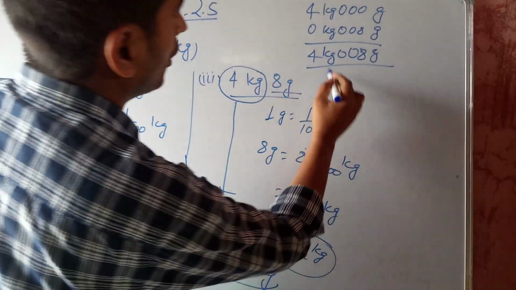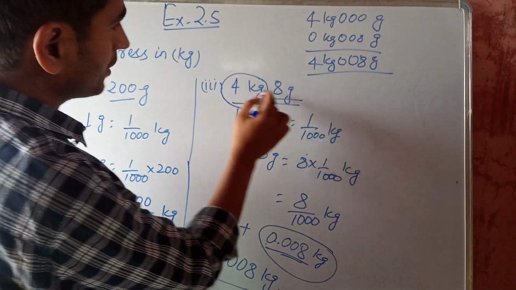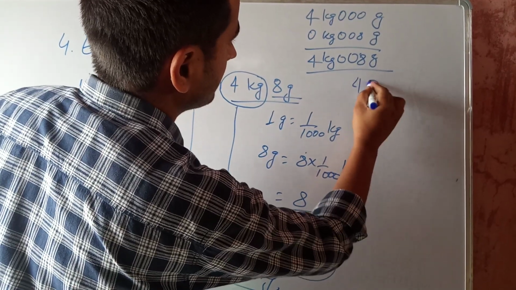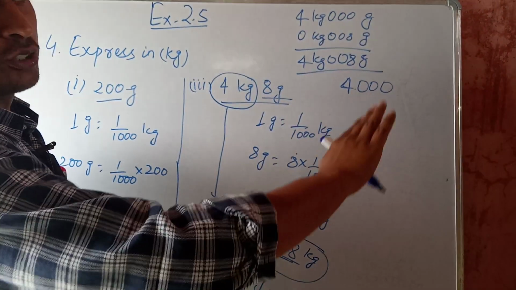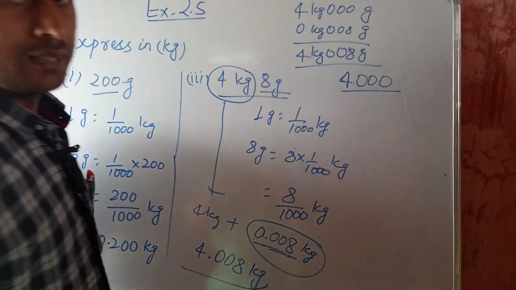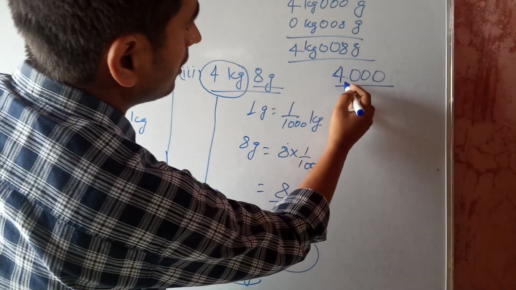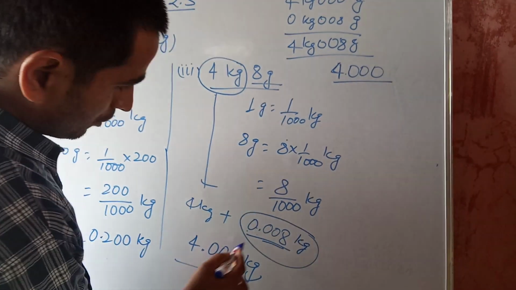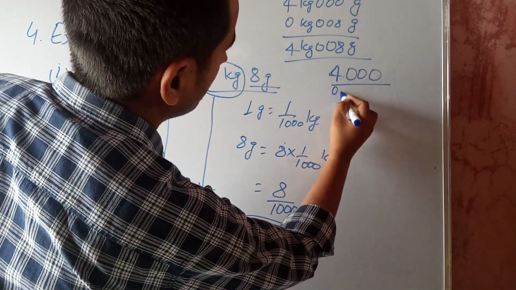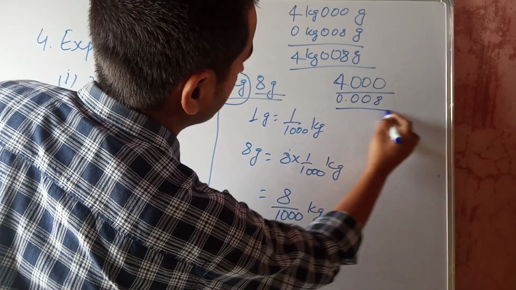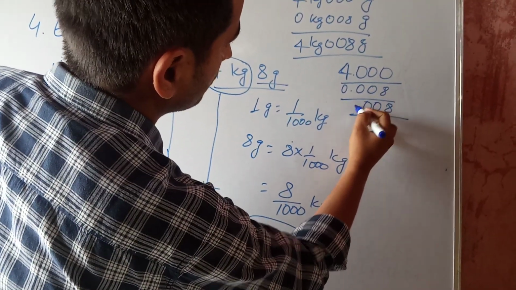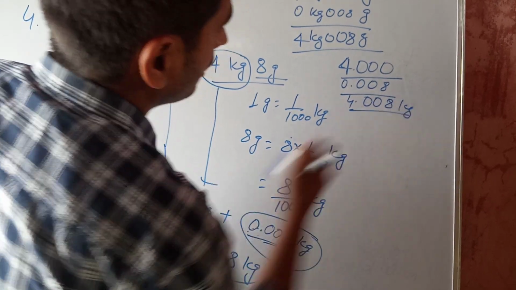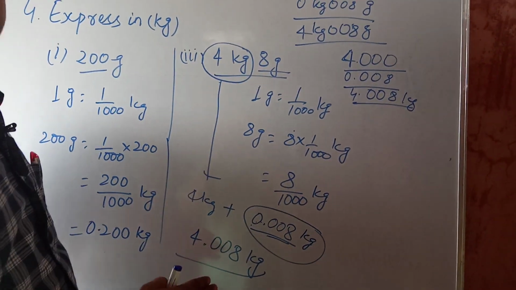Or we can write this 4 kilogram like 4.000. After this we can put any number of zeros because all the values are the same, they are equivalent decimals. So 4.000 and 0.008. Now we can add: 8, 0 plus 0 is 0, and 4. So by any method you can get the same result.